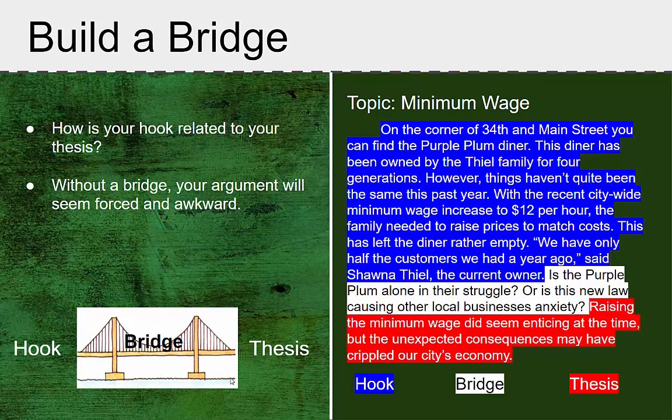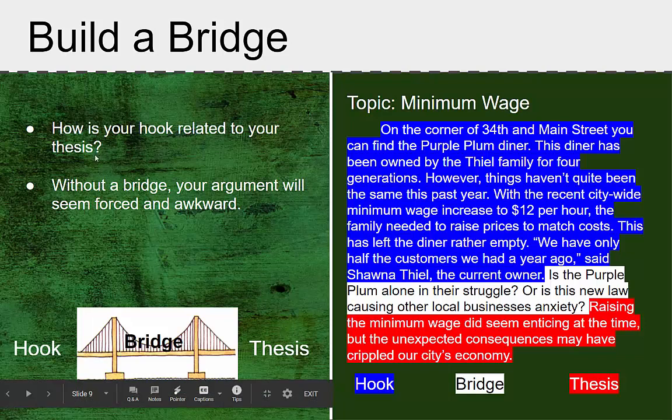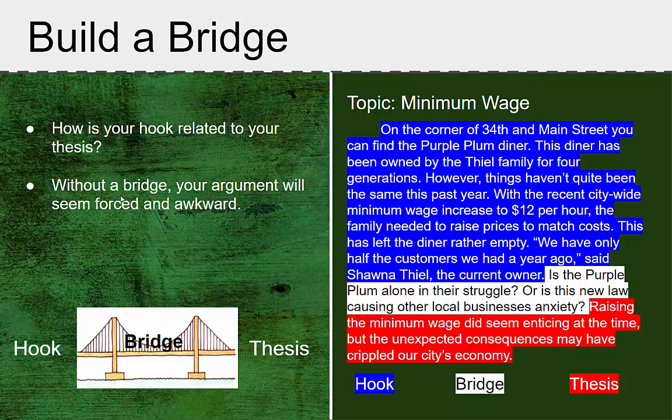A really important part of the introduction that often gets forgotten is to connect your hook to your main point, your thesis, and that's called a bridge, right? So the bridge does talk about how the two are related. Without that bridge, it gets really awkward and forced when you go from your hook to your main point.